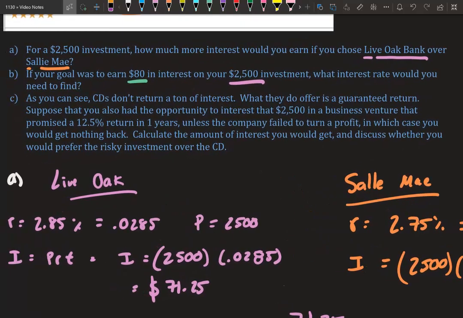As you can see, CDs don't return a ton of interest. What they do offer is a guaranteed return. Suppose that you also had the opportunity to invest $2,500 into a business venture that promised 12.5% return in 1 year, unless the company failed to turn a profit, in which case you would get nothing back. Calculate the amount of interest you would get and discuss whether you would prefer the risky investment over the CD.